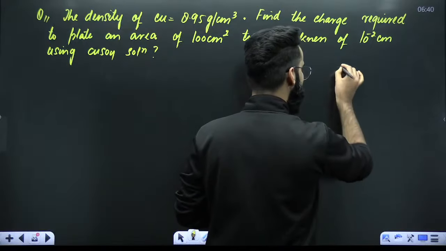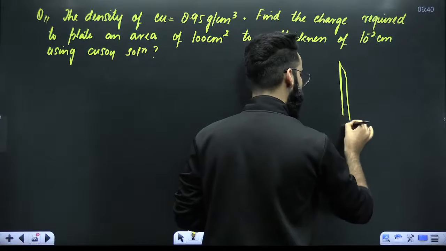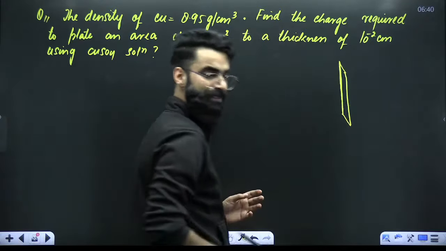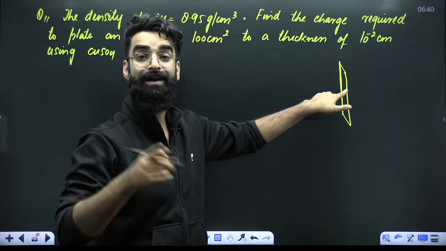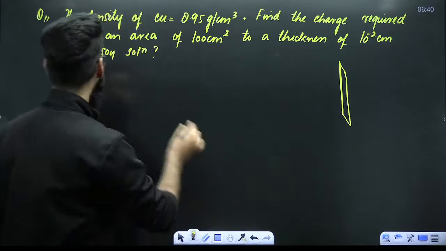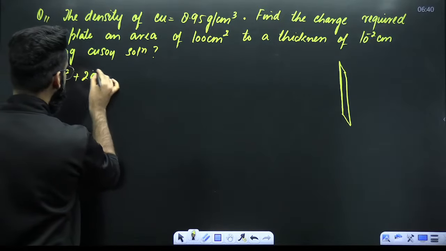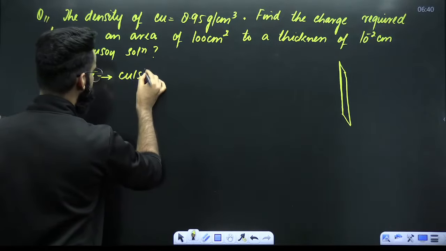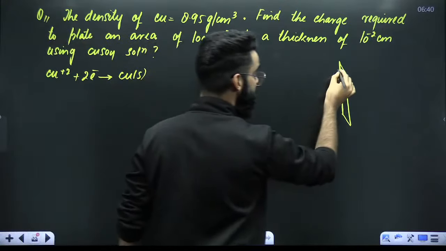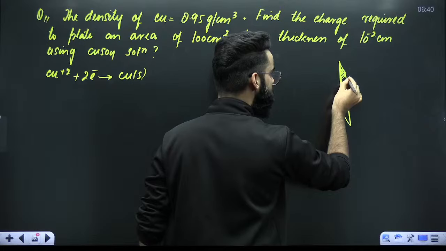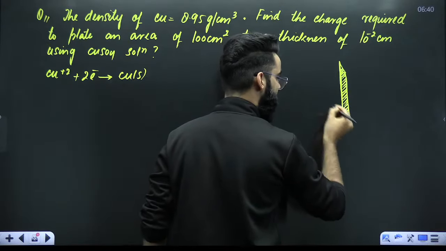Let's assume that this is your cathode. It's a plate. And at cathode, what is happening? Reduction is happening. Reduction of what? Cu2+ from the solution is gaining 2 electrons, getting converted into copper solid. This is your cathode on which this copper solid is being deposited. So this is a plate on which copper solid is being deposited, right?